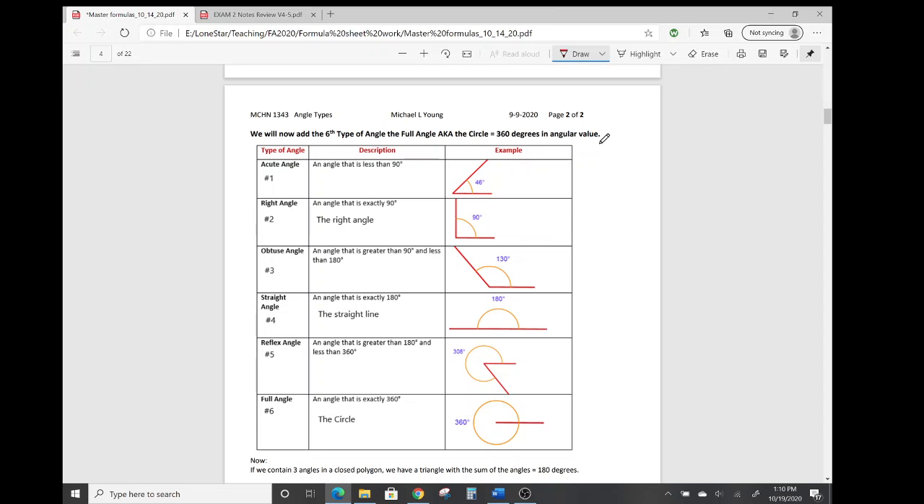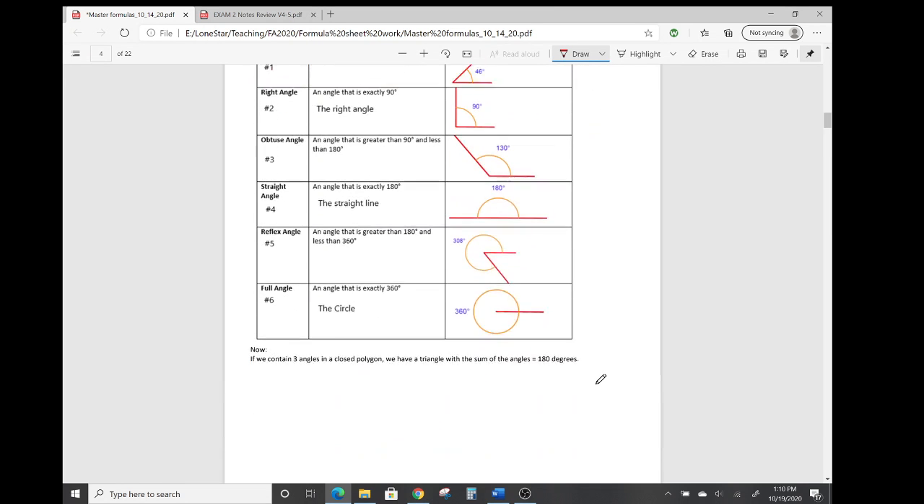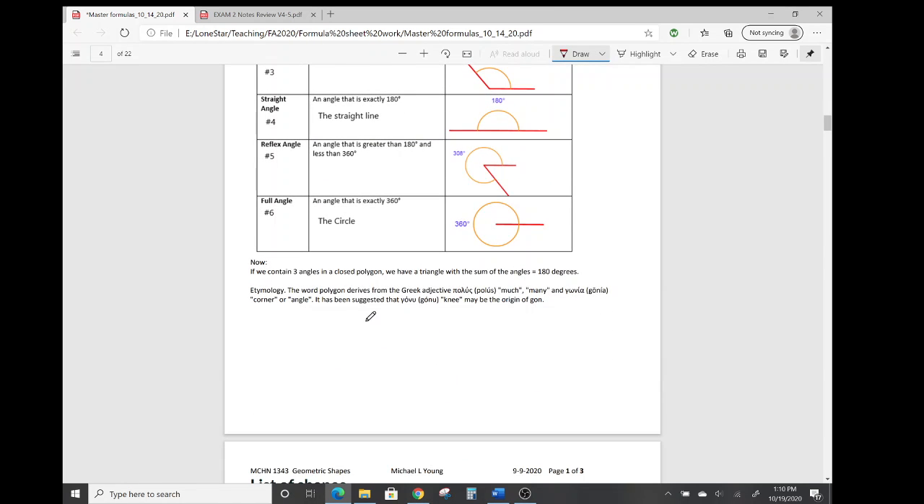Again, here's another list of angles for you: the acute, the right, the obtuse, the straight, the reflex, and the full circle, or full angle, is a circle, but we don't call it that, we call it a circle. Now, if we contain three angles in a closed polygon, we have a triangle with the sum of the angles of 180 degrees. The sum of the angles in any triangle is 180 degrees.